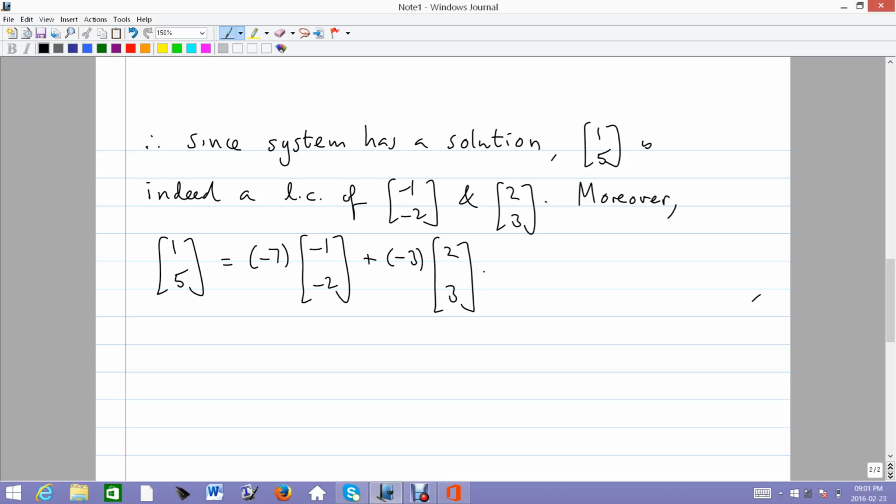One can just check that this expression is indeed the correct one. 1 is indeed -7 times -1, which is 7, minus 6. That's correct. 5: -7 times -2 is positive 14. Minus 9 is indeed 5. So yes, this is correct.